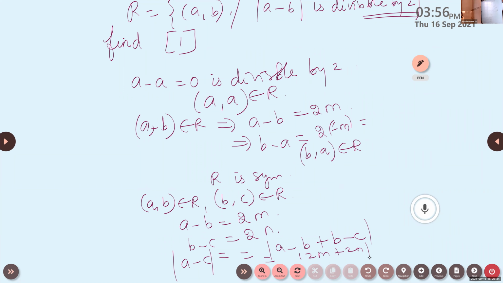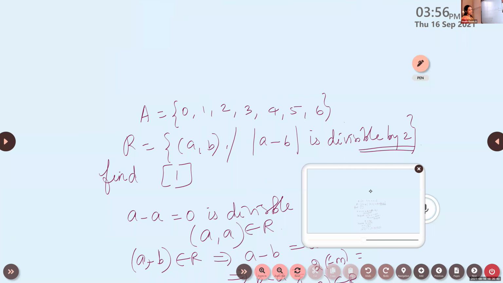The same method you can do when it is divisible by 4. Only the number you have to change. Steps and all will be the same. Sometimes if the set also changes, you can write everything. Now, look at this question.